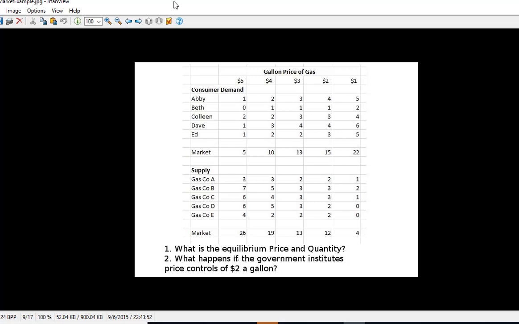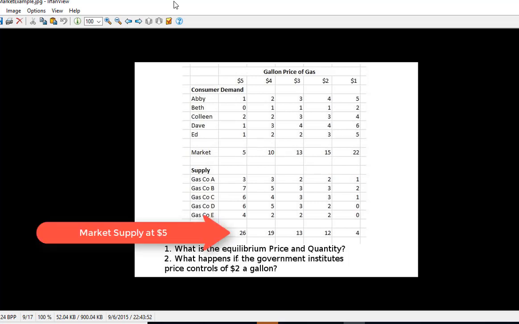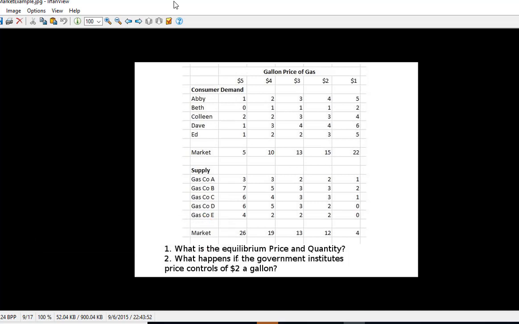Supply, at $5, everybody's willing to supply gas. You have a market of 26. But at $1, not everybody's willing to. Some of the gas companies are out of business and they're not going to make that much. So the market supply is only 4 at $1.